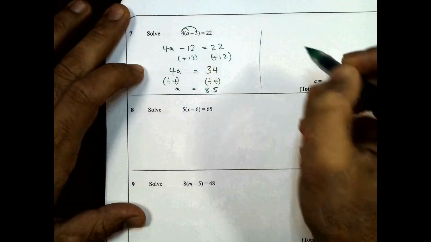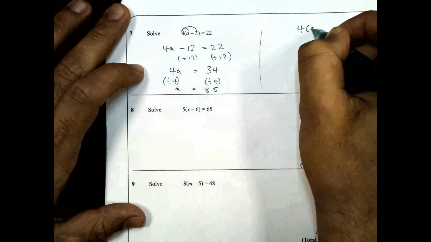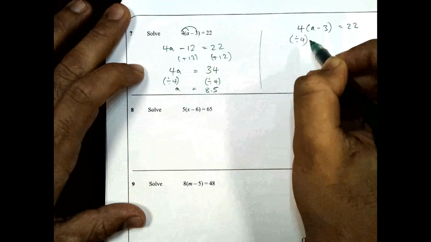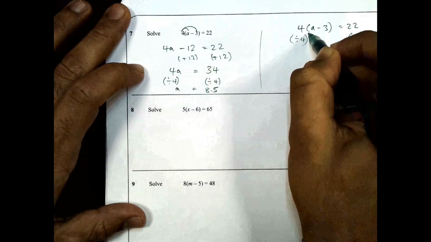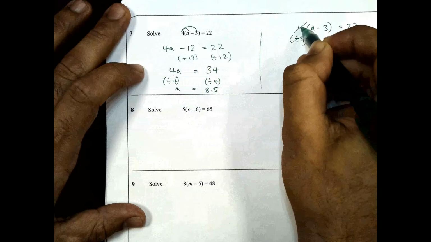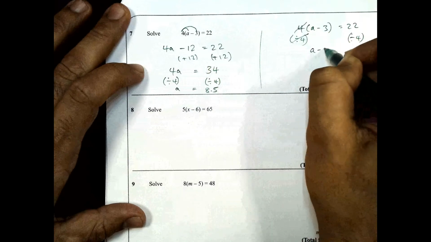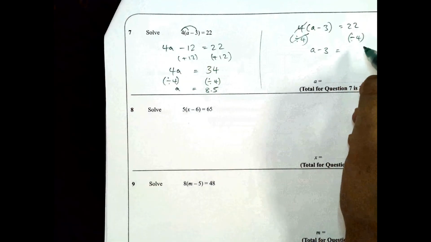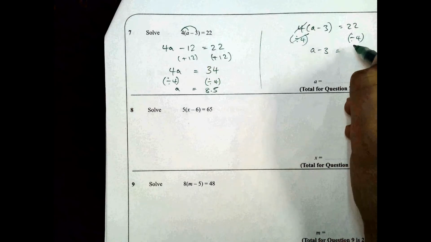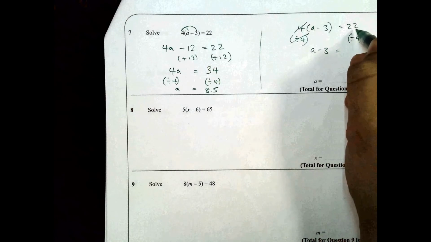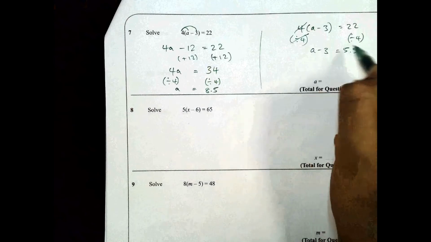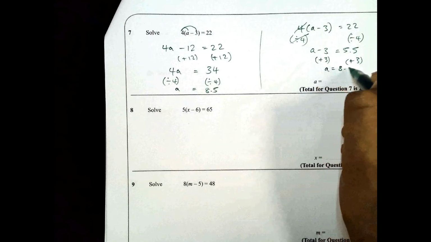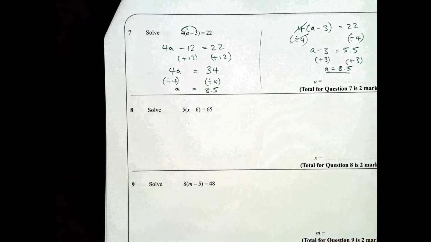Second method would be, so if I start from this point, 4 lots of a minus 3 equals 22. What you could do is straight away divide by 4. Now what this does is it effectively cancels out this. It removes the 4 that's outside the bracket. So that will just give me a minus 3 equals, well, 22 divided by 4. Again, it doesn't come in the 4 times table, so half it and half it again. Which is half of 22, 11, half of 11, 5.5, and then add the 3 to both sides. So I'm going to add 3 on this side, add 3 on this side, giving me a equals 8.5, which is the same answer I got over there. So 2 methods, same answer.